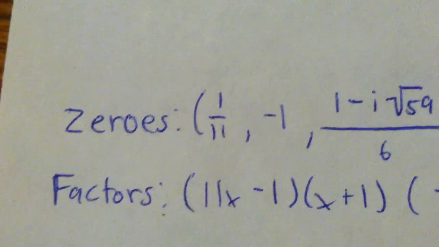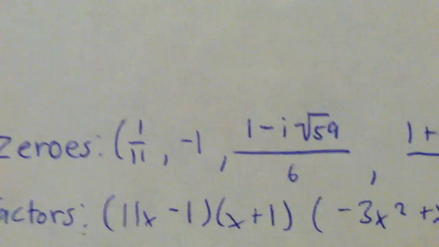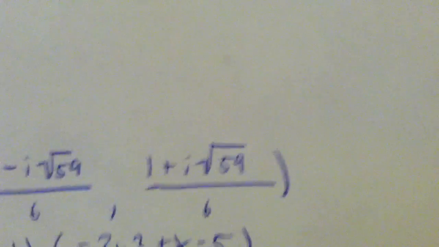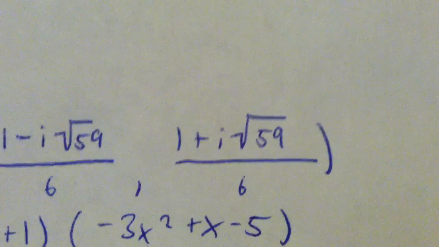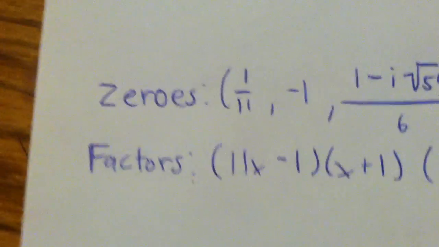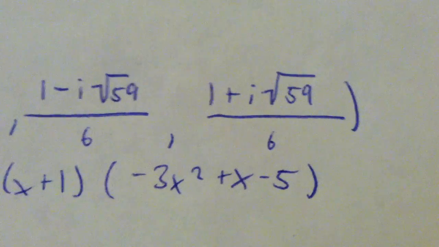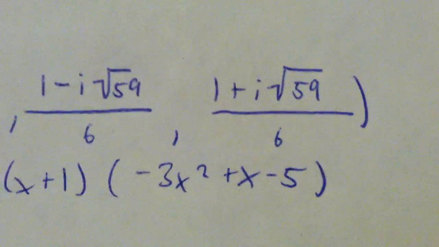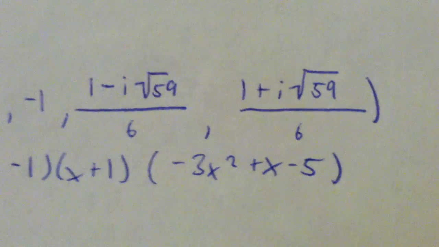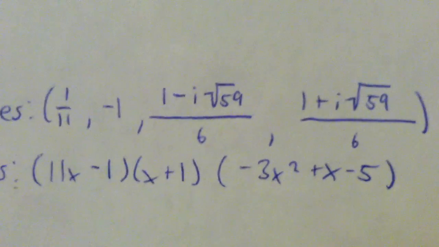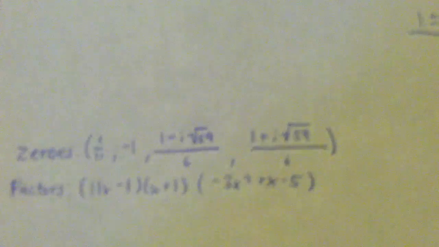So once we have done that, you have found the zeros, which are 1 over 11, negative 1, 1 minus i radical 59 over 6, and 1 plus i radical 59 over 6. And this factors it to 11x minus 1, x plus 1, and negative 3x squared plus x minus 5. So this is solving for fourth degree polynomials and finding the zeros. Thank you guys for watching.